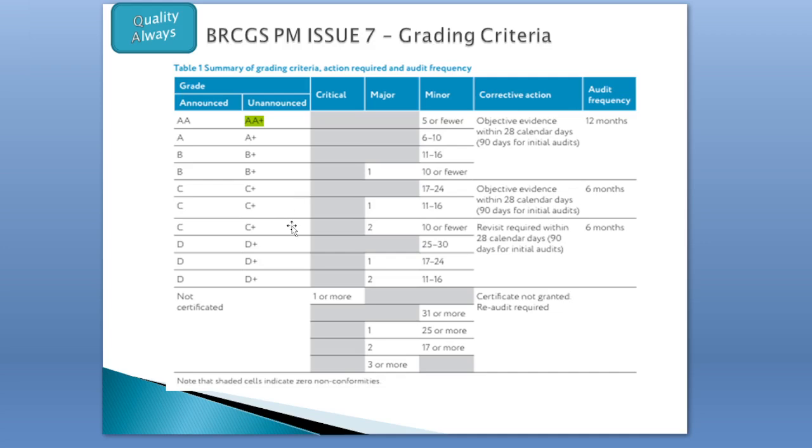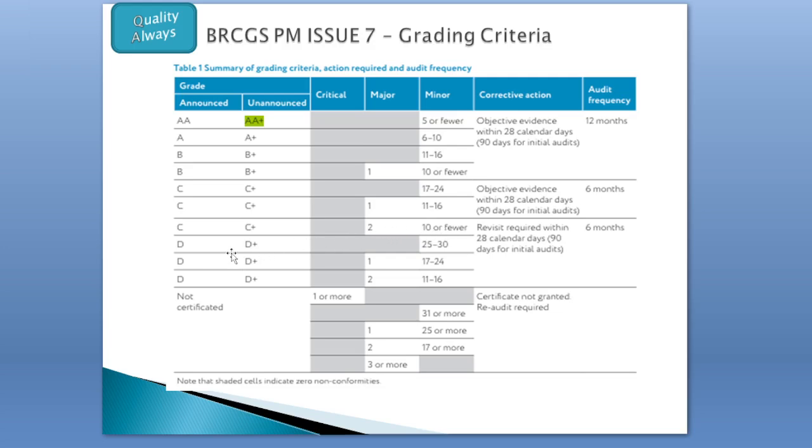The second criterion for the C or C plus grade is if there is one major NC and the minor NCs are between 11 to 16, then also the C plus grade can be given, but the audit will be repeated within 6 months. The third category of C plus grade is two major NCs and minor NCs below 10. Then also the C or C plus grade can be given and the audit will be repeated in 6 months.